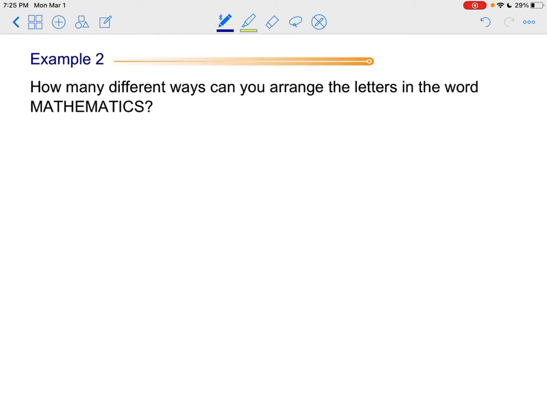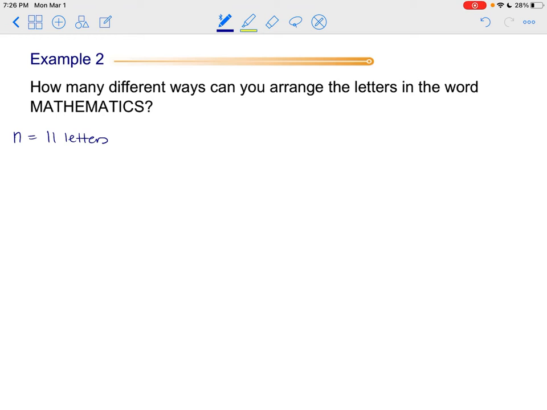All right, so how many different ways can we arrange the letters in the word mathematics? First, we need to figure out how many objects it is that we're arranging. So how many letters are in our set? And if you count them out, there are 11 letters in the word mathematics.